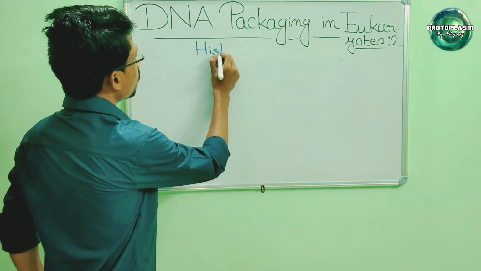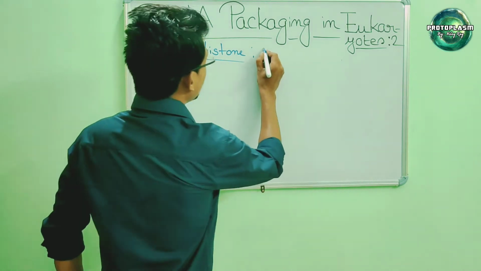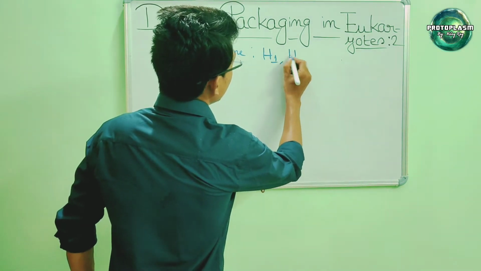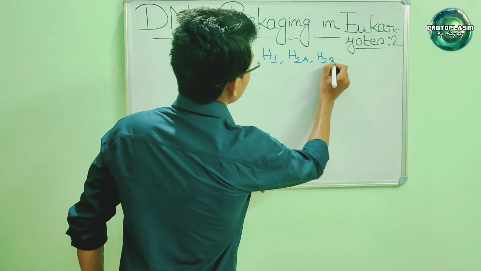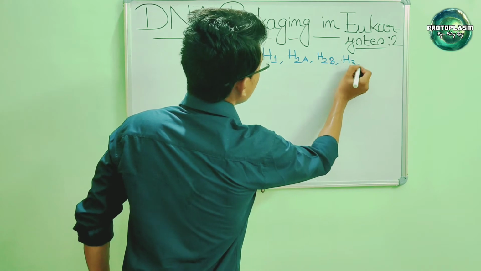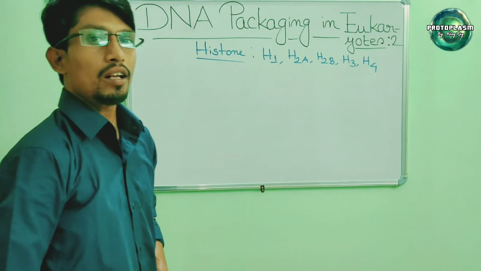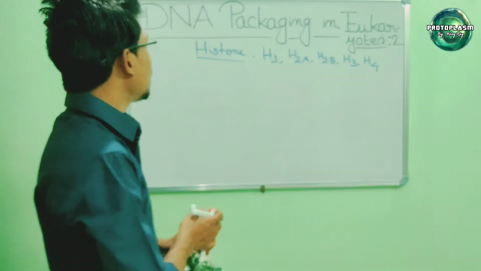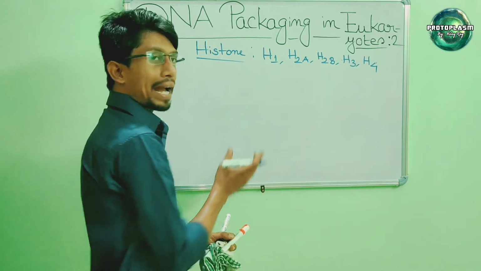As for these histone proteins, we know the types. There are 5 types of histones, as I told in the previous class: H1, H2A, H2B, H3 and H4. These are the total 5 classes of histone proteins, and these proteins help in eukaryotic DNA packaging.